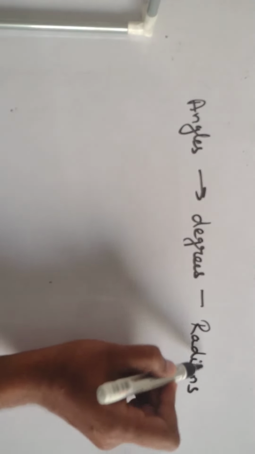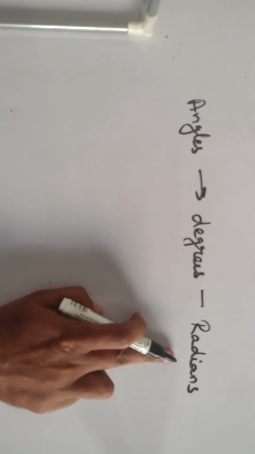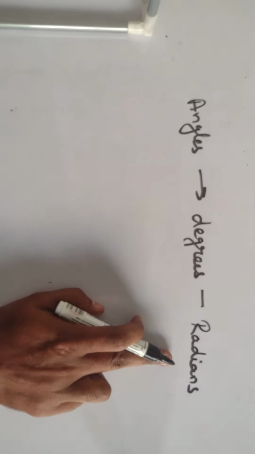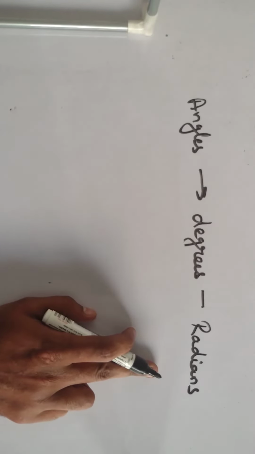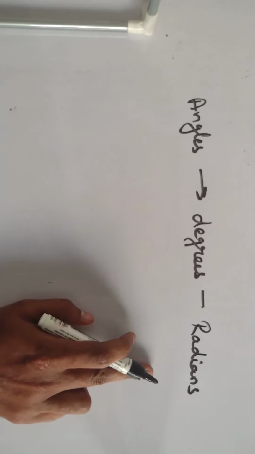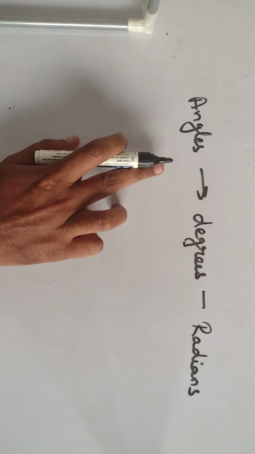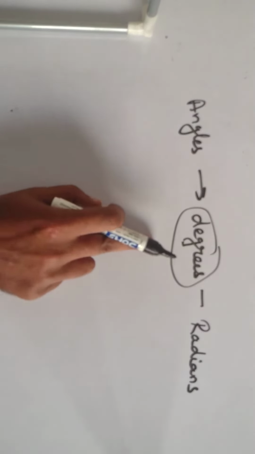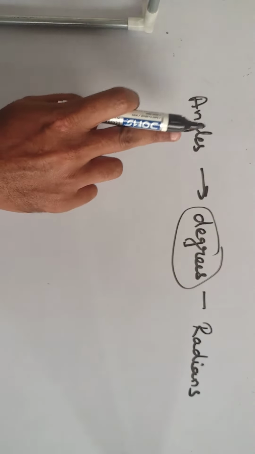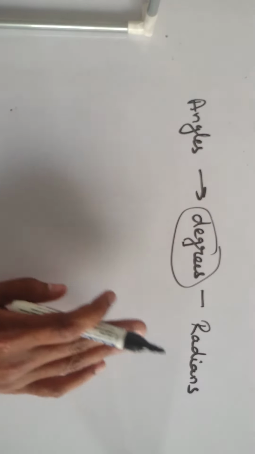Understand guys, this is a huge misconception. Radians is the base unit of angle. To measure angles, angles are always measured in radians. This is a misconception because in primary school we deal only with degrees, right? That's why we feel that the base unit of angles is degrees, but that's not the case. The base unit of angle is radians. I'll show you right now.